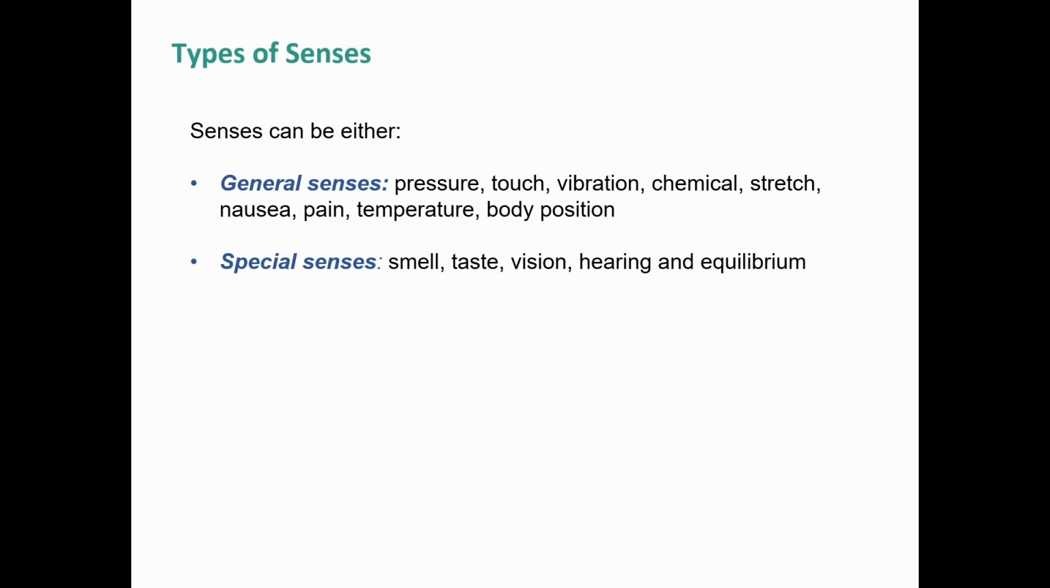Special senses usually have some sort of special body part associated with them. With smell, you have the nose. With taste, you have the tongue. Vision, eyes. Hearing and equilibrium both involve the inner ear, whereas general senses tend to be more generalized in terms of where they're found. You have receptors for pressure, touch, and vibration all throughout your skin. You have proprioceptors to detect your body's position at any given moment. Those are more general in comparison. We don't have a special organ that is only for detecting that specific sense when we look at the general senses.